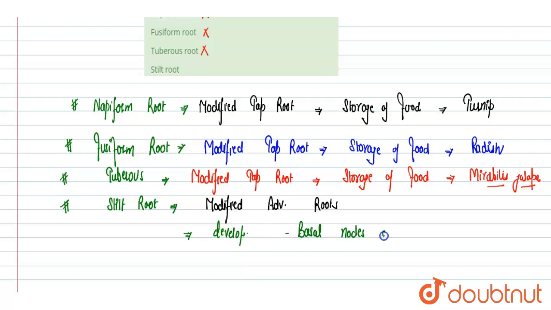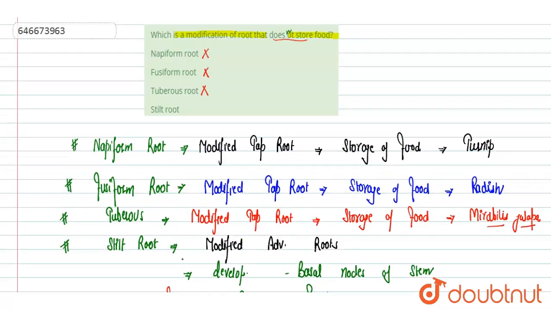These are shorter in length and provide support to the plant. Their major function is to provide support to the plant, not storage of food. That's why these don't come under the category of roots which store food. So this is the correct option. Option D is correct. Hope you get it.